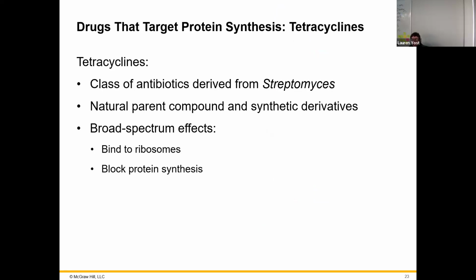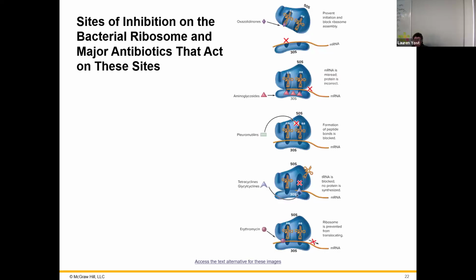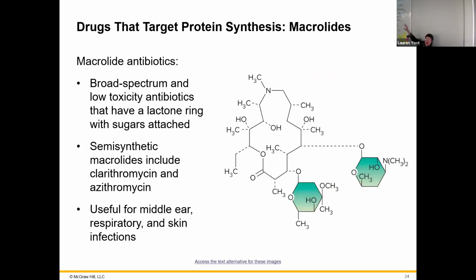All right, so we have the tetracyclines. They bind to the ribosome to block protein synthesis, and glycylcyclines. It took me forever to say that word. I don't know what it is about it, but glycylcycline, it's a word, man. It's a word. All right, so then we have our macrolides.